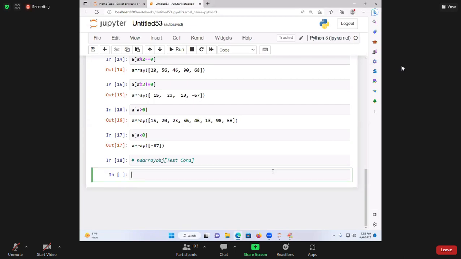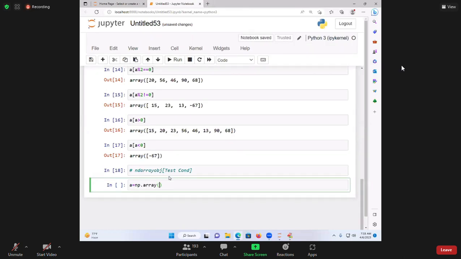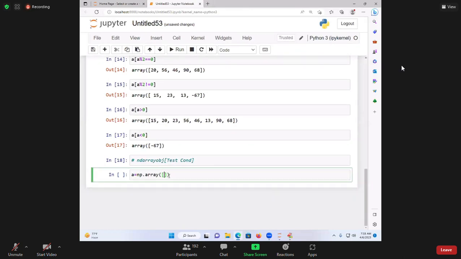Let us take one matrix here. Take a matrix A is equal to np.array of, take one matrix, students. I say 10, 20, 10, 20. I'll keep it into one list. Now I will take one more list.